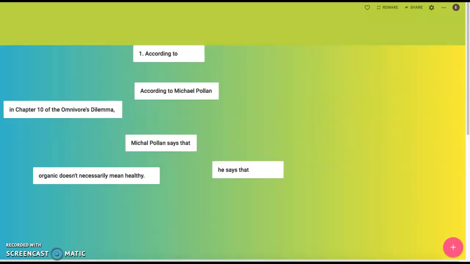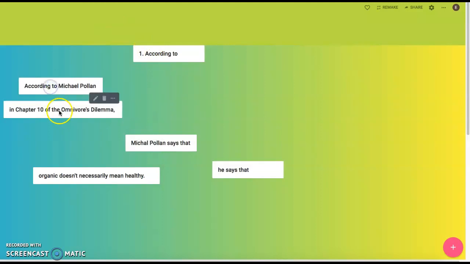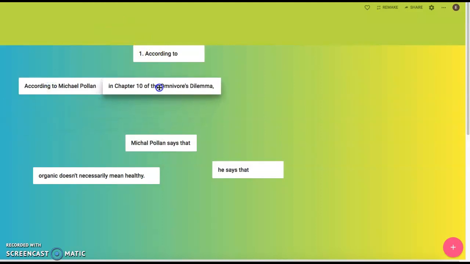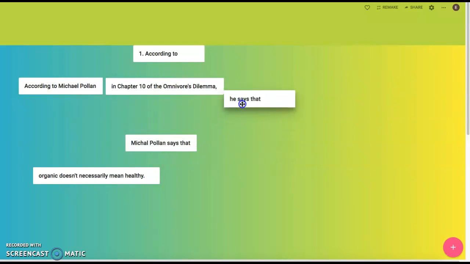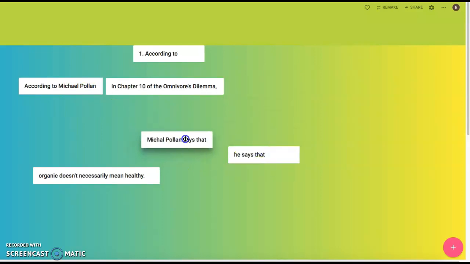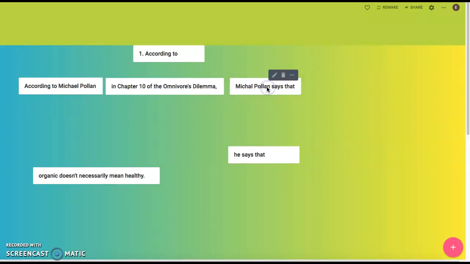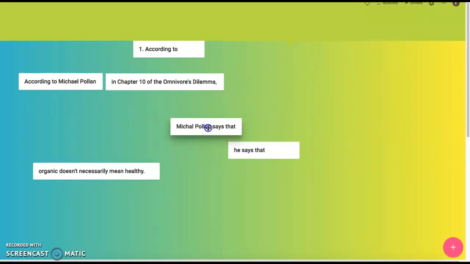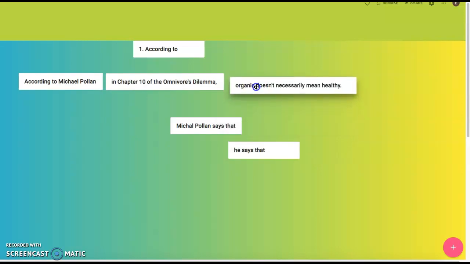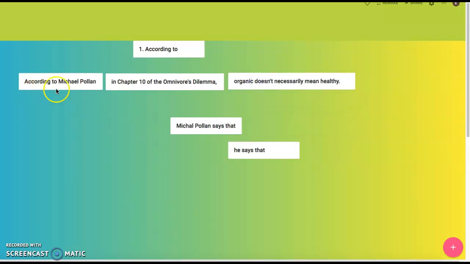So let's put together this sentence with according to. Okay, so we have according to Michael Pollan in chapter 10 of The Omnivore's Dilemma. So this is the wrong way to do it, right? We don't want both of these in a sentence. So I'm going to take that out. How about this one? Is that better? No, same problem, right? You just want to go right into what he says. According to Michael Pollan in chapter 10 of The Omnivore's Dilemma, organic doesn't necessarily mean healthy.